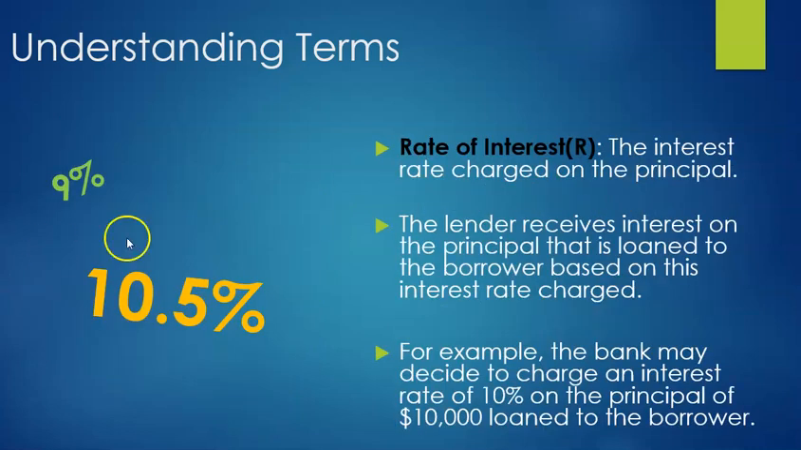Next up is the rate of interest. Of course, if you are going to get money from an institution or another person, they will charge a certain interest rate. So if they want to give you $10,000, they will say, okay, I'll give you the $10,000, but I'm going to charge you an interest rate of 5% or 10%. In that case, that is considered the rate of interest.